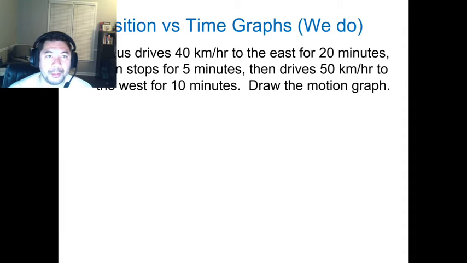Let's do a couple practice examples. A bus drives at 40 kilometers an hour to the east for 20 minutes, then stops for 5 minutes, then drives 50 kilometers an hour to the west for 10 minutes. And you draw the graph.